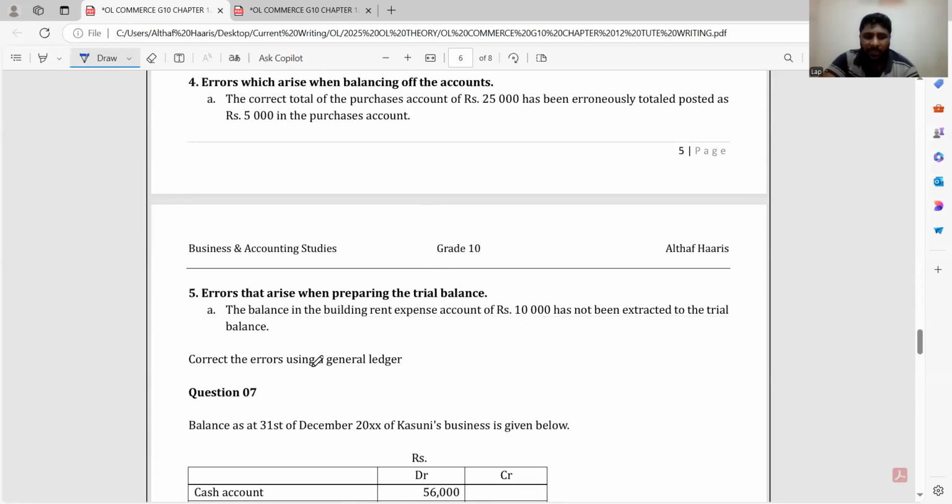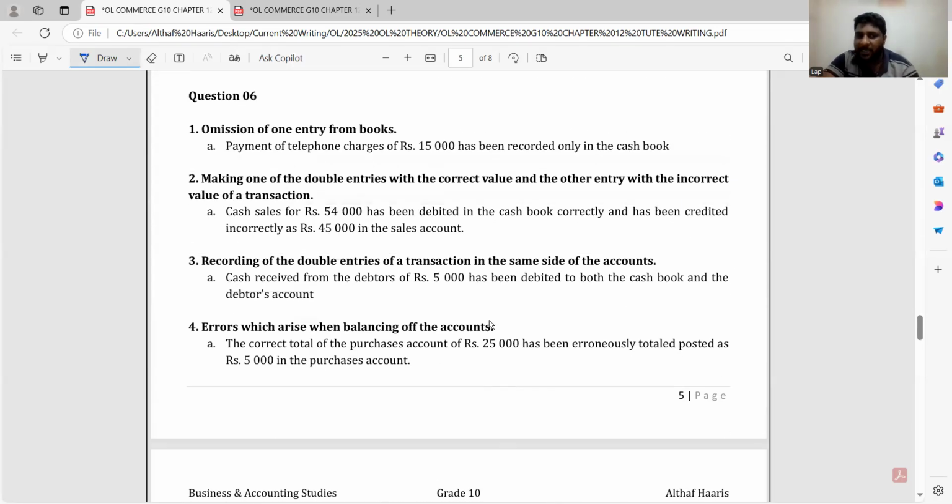They're asking us to do the correction using a general ledger, sorry, not general ledger. It should be general journal. Change it, kids. It's not general ledger. It should be general journal. So before recording it in the general journal, let's get the proper learning. That's the important part of this chapter, people: how to do the corrections.